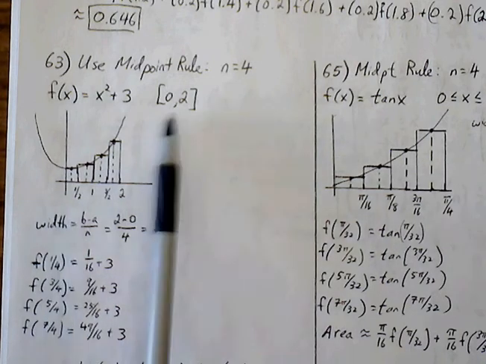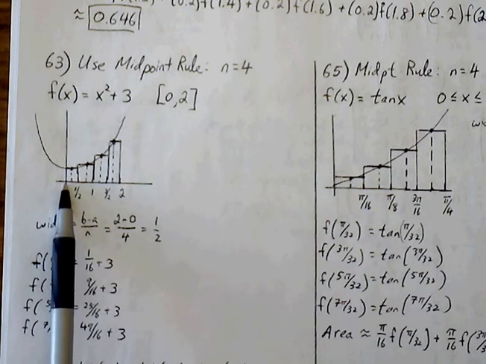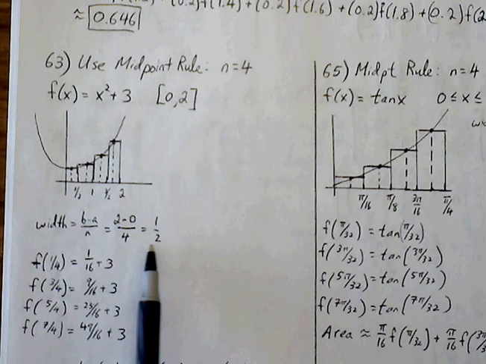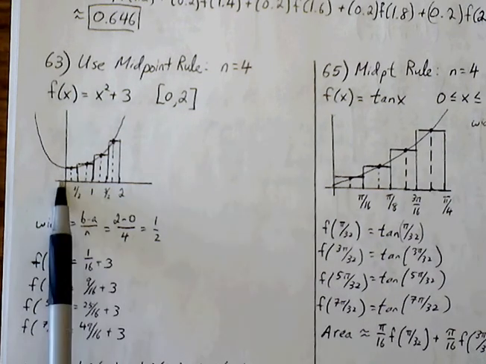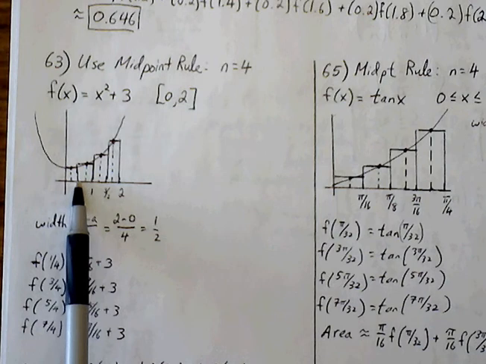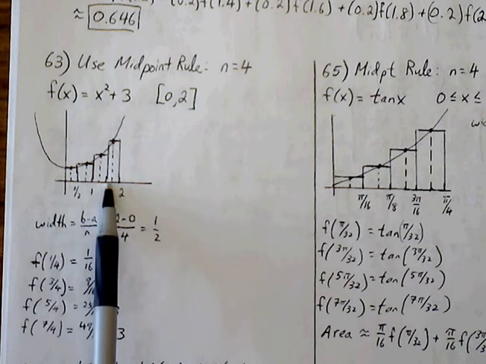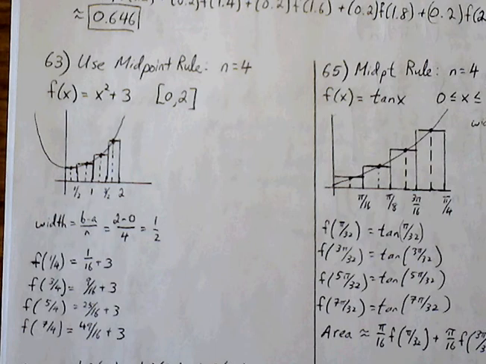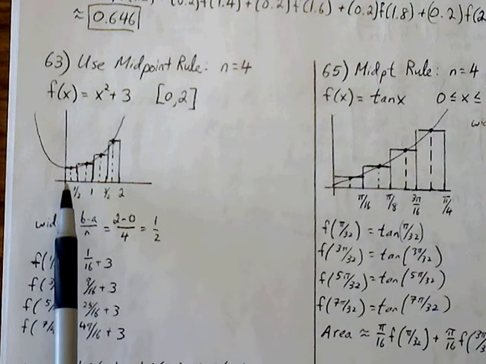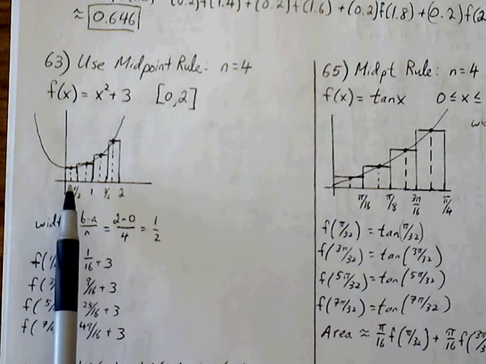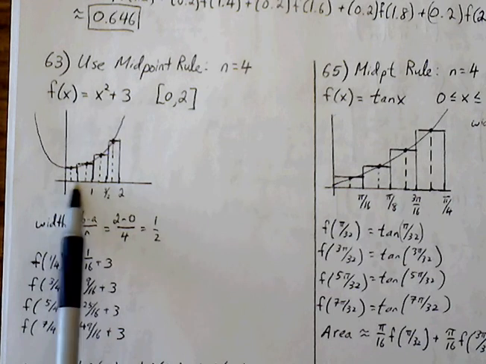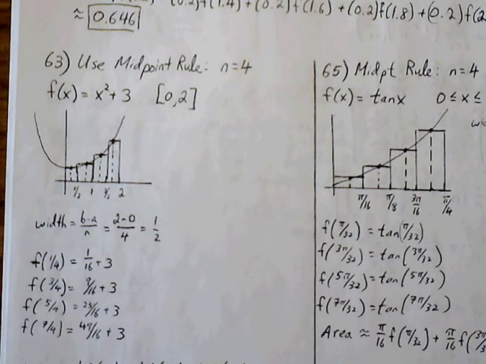So starting at my left endpoint, I can figure out the intervals by adding the width until I get to my right endpoint. So 0 plus 1/2 is 1/2, plus 1/2 is 1, plus 1/2 is 1.5, plus 1/2 is 2. Okay. Now, with the midpoint rule, we want to be using the height that is associated with the midpoint of each rectangle, the midpoint x value for each rectangle.